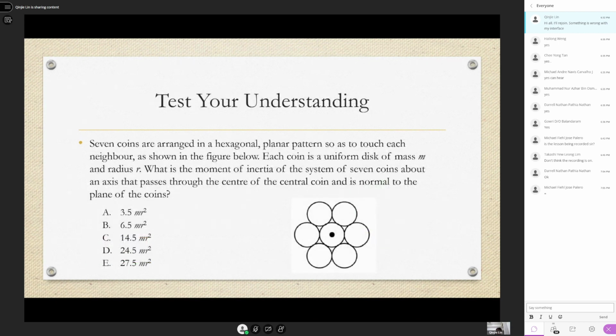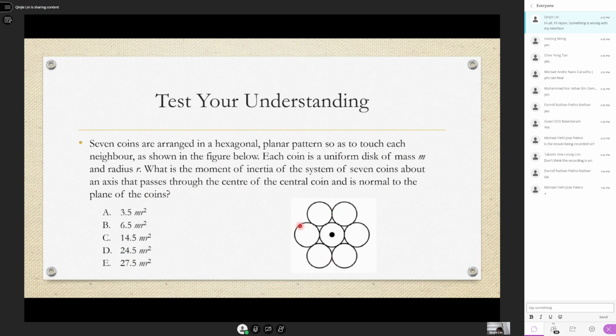Okay, so now that's your understanding a bit now. Seven coins are arranged in a hexagonal planar pattern so as to touch each neighbor as shown in the figure. Each coin is a uniform disk of mass m, radius r. What is the moment of inertia of the system of 7 coins about an axis that passes through the center of the central coin, normal to the plane of the coin?